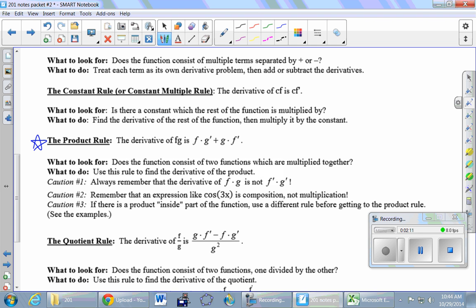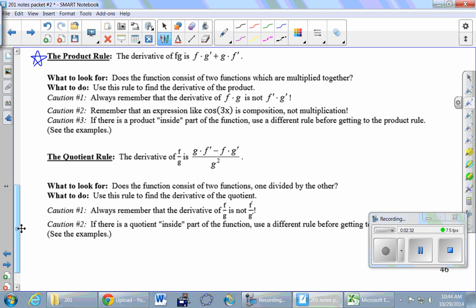And then there are a few cautions here. The derivative of f times g is not maybe the intuitive answer, f prime times g prime. We have to do the full-fledged product rule. Another caution, an expression like cosine of 3x is not a product, right? Cosine of 3x, that's cosine of stuff. It's not cosine times 3x. Don't do a product rule there.